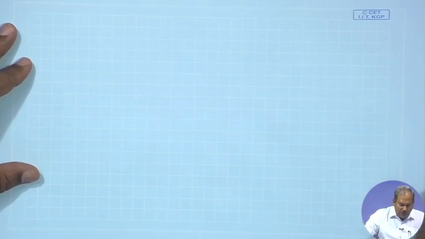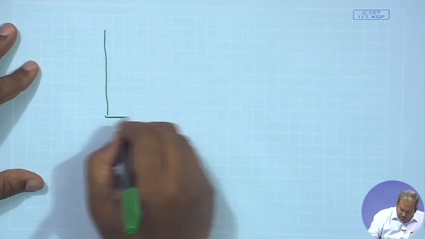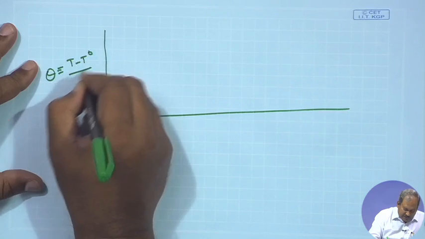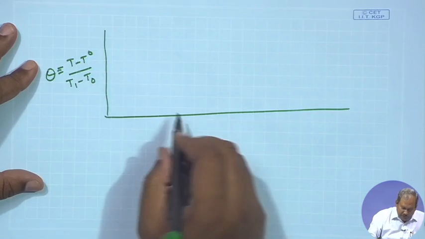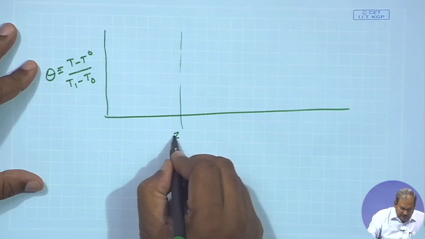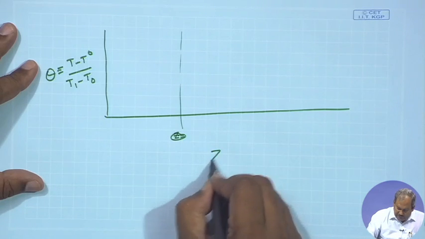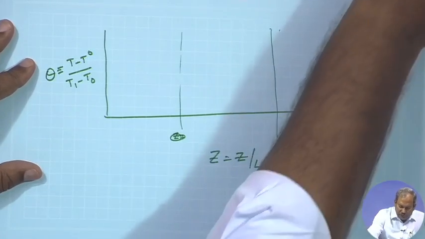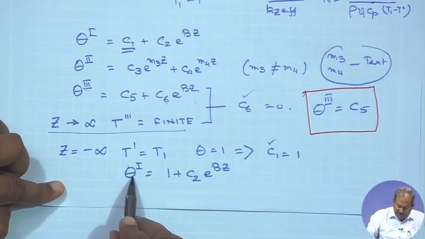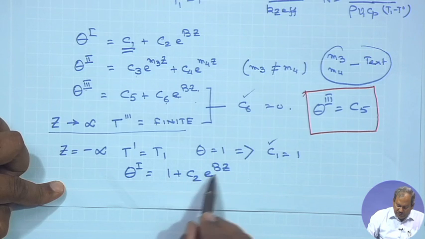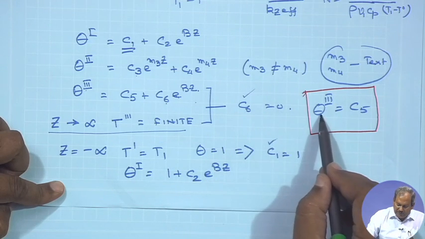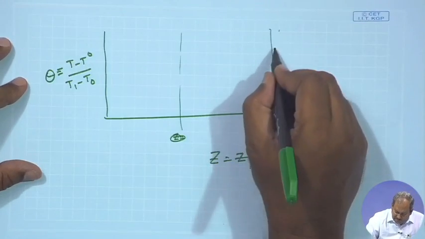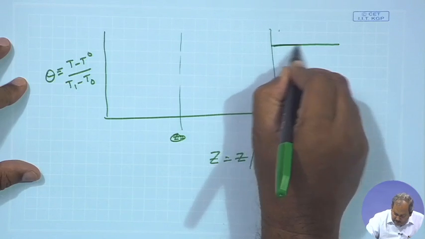The plot of this temperature profile, which is theta, defined as T minus T naught by T1 minus T naught, against z by L, and these are the three zones. So, what I have seen here is that theta 1 is equal to 1 plus C2 e to the power Bz, and C6 equals 0, which gives me that the temperature in zone 3 will remain a constant.